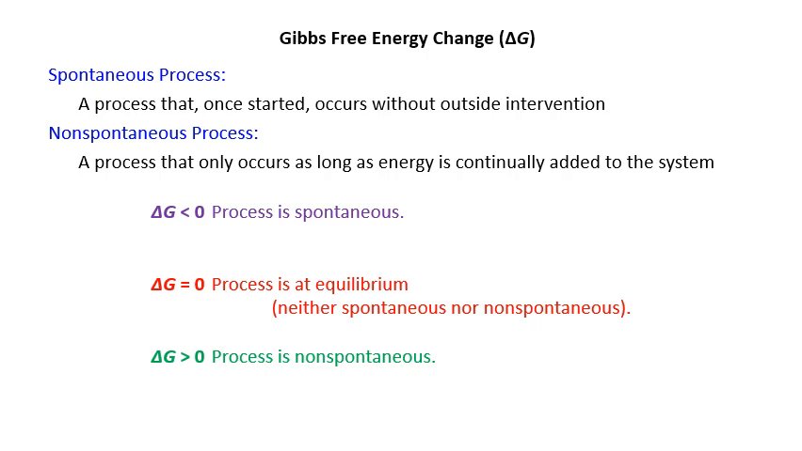A spontaneous process is a process that, once started, occurs without outside intervention. A non-spontaneous process is a process that only occurs as long as energy is continually added to the system. When delta G is less than 0, the process is spontaneous. When delta G is equal to 0, the process is at equilibrium, neither spontaneous nor non-spontaneous. And when delta G is larger than 0, the process is non-spontaneous.